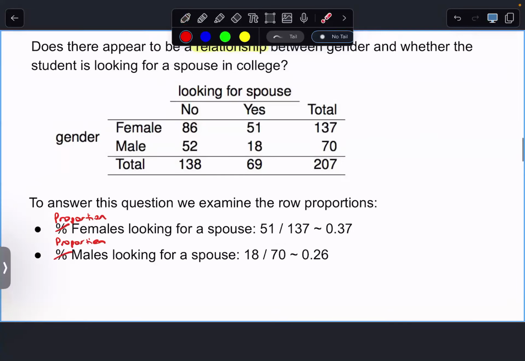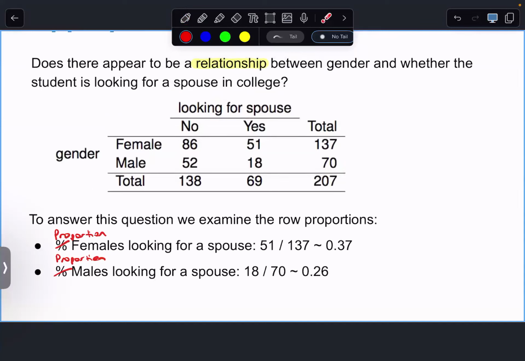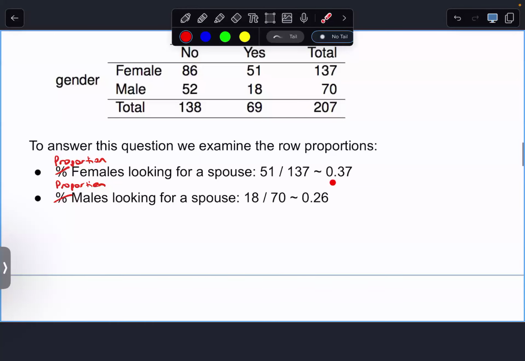Because what can we do? We can say, okay, the proportion of females looking for a spouse, right? Yes, they're female and yes, they're looking for a spouse, is 51 out of 137, right? So now they had to be female, right? In order to be a female looking for a spouse. So they had to be female. And then how many of those females are looking for a spouse? 51 out of 137. And so then we get 0.37, or if you prefer, 37%.